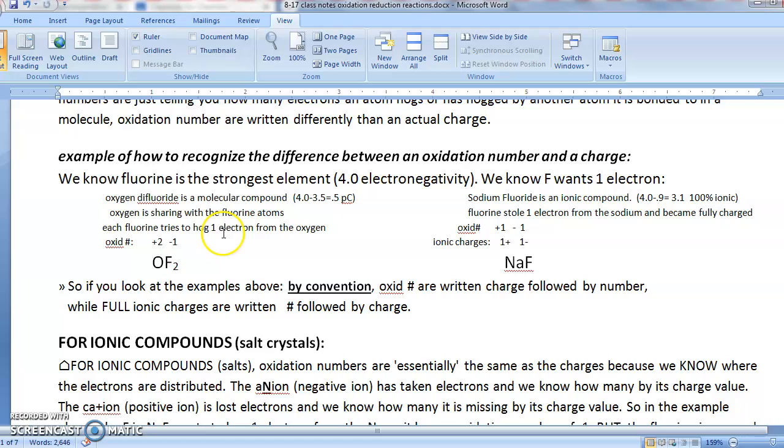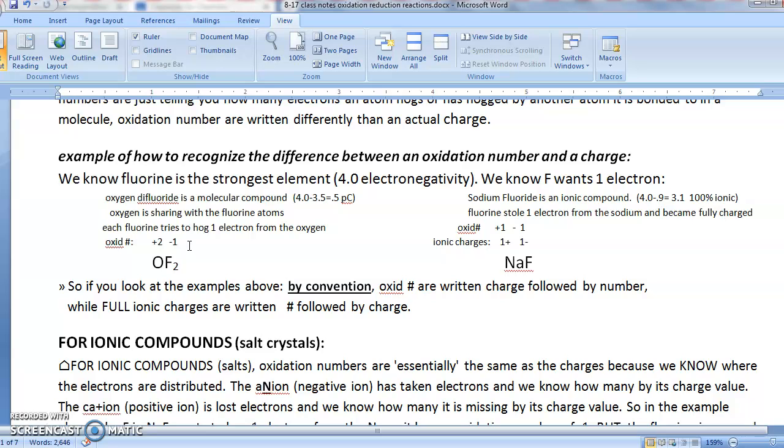So oxygen would be sharing with the fluorines. Fluorine, again, is the strongest here. It's a 4.0 versus oxygen's 3.5. So fluorine will get its -1, meaning that each of these fluorines would be -1. The oxygen, on the other hand, since it's with 2 fluorines at -1, means that there's going to be 2 electrons of oxygen being hogged by the 2 fluorines. That would result in the oxygen having an oxidation number of +2.